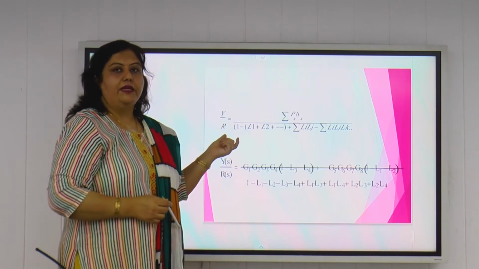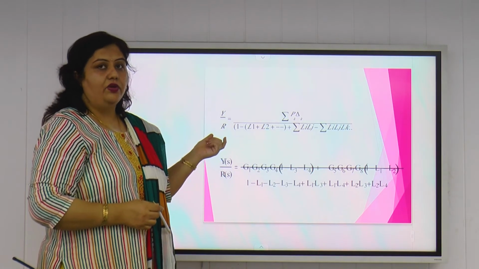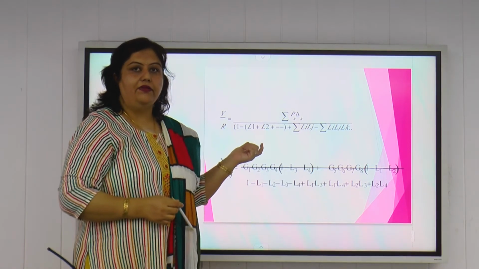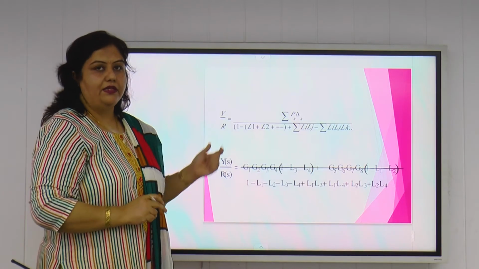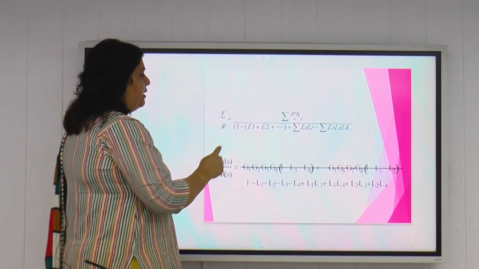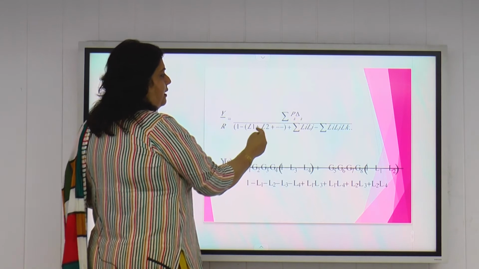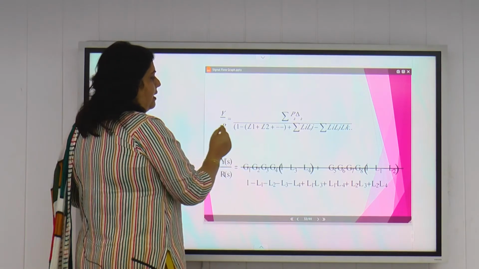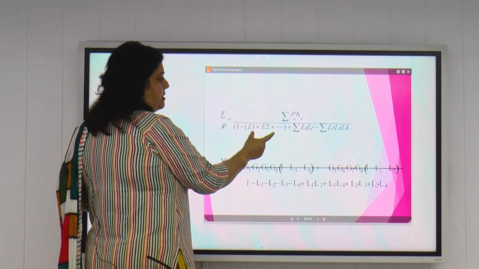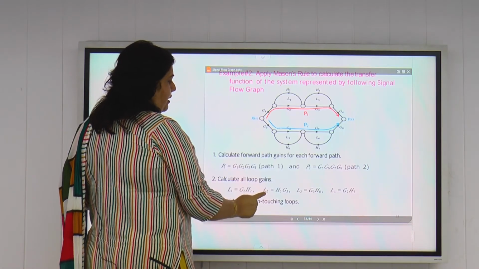We already have Mason's gain formula with us. Now Mason's gain formula will become P1 delta 1 plus P2 delta 2 divided by delta, because we have only 2 forward paths in the SFG. So in the numerator we have P1 delta 1 plus P2 delta 2 and in the denominator we have delta. And in delta we have 1 minus all the loop gains, as we have already shown in the previous slide.